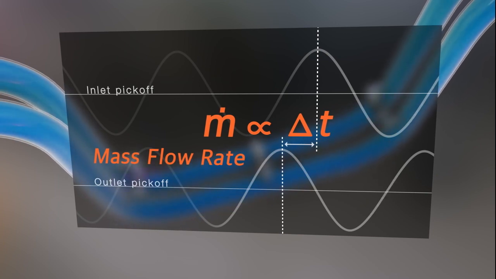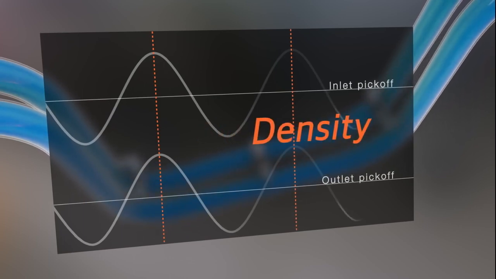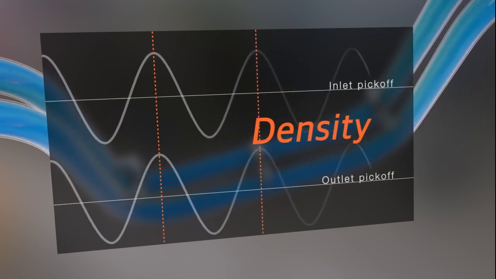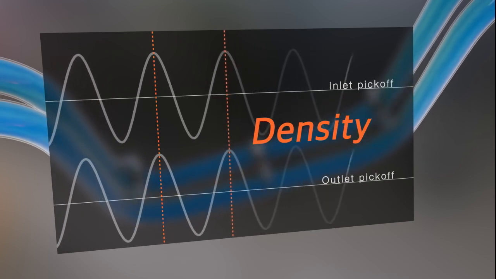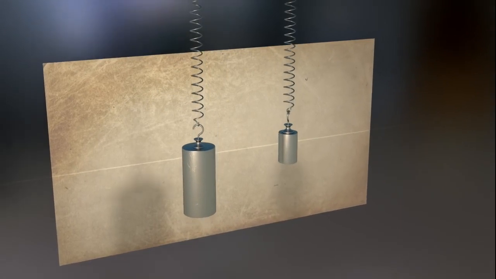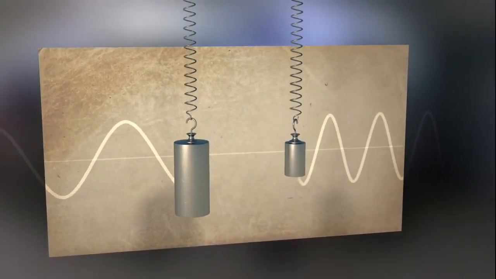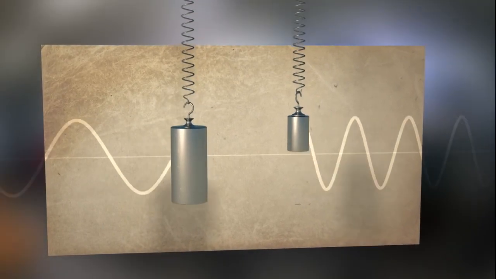While the sine wave phase shift indicates mass flow, the wave frequency indicates density. When the liquid density changes, the vibrating frequency of the tubes also changes. Consider an example of a spring and weight system. A larger mass has a lower frequency of oscillation, while a smaller mass has a higher frequency.